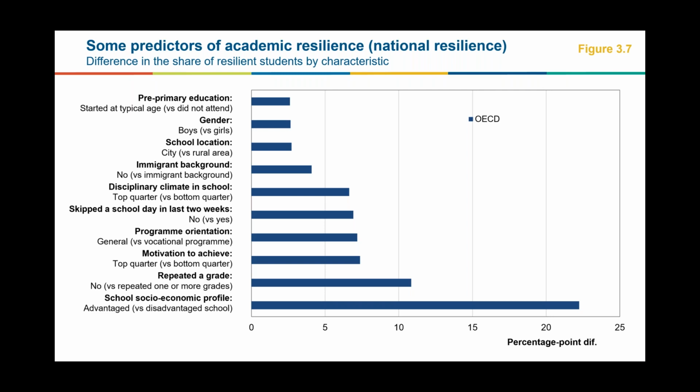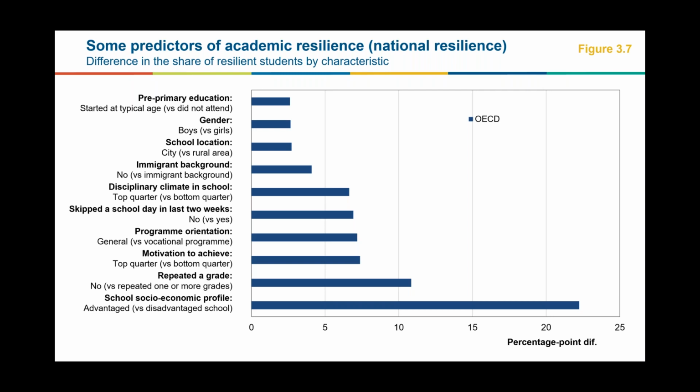The first thing that we see is that early childhood education and care, pre-primary education, is an important predictor. Students who had attended at the typical age of early childhood education versus those who did not had a higher chance of being resilient. That's about 2 percentage points. Boys were more resilient than girls in general, in science, I should say, because boys perform better on science than girls. It would have been very different if we looked at this in reading.